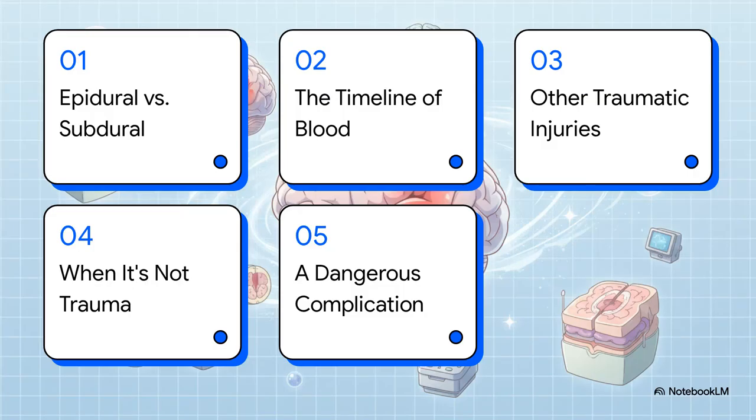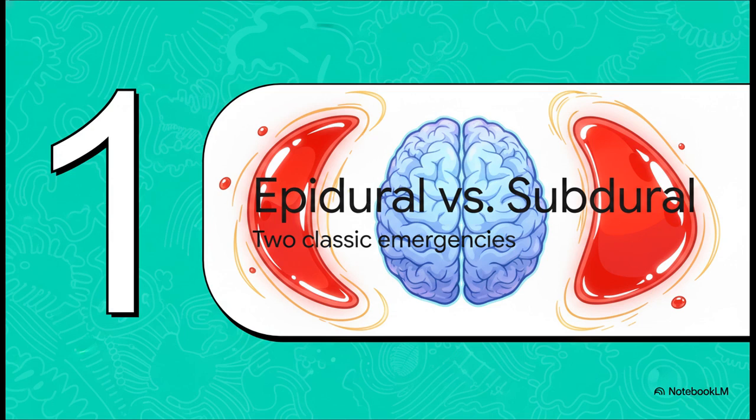So here's our game plan. We'll start with the two heavyweights, epidural versus subdural bleeds. Then we'll play detective and figure out how to tell the age of the blood. After that, we'll explore some other traumatic injuries, talk about bleeds that aren't caused by trauma, and wrap it all up with a really specific and pretty dangerous complication. Okay, let's get right to it.